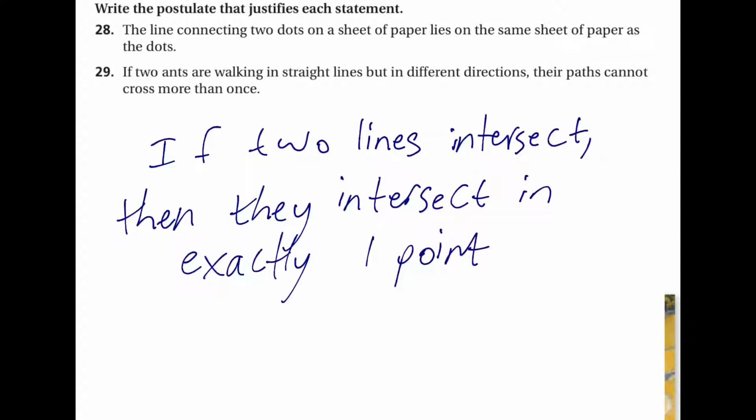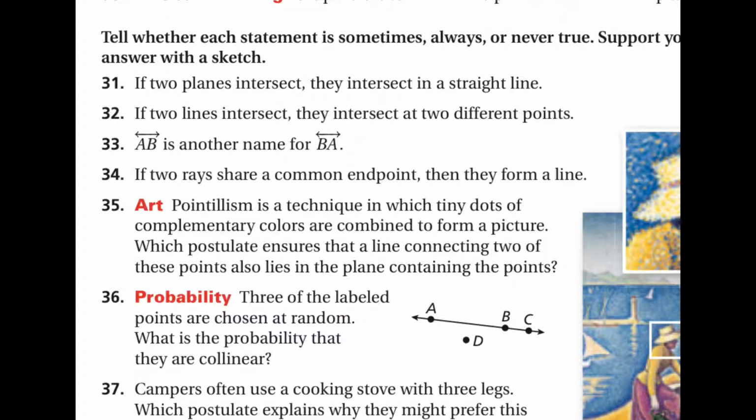For 29, if 2 ants are walking in straight lines but in different directions, their paths cannot cross more than once. If 2 lines intersect, then they intersect in exactly 1 point. 31, if 2 planes intersect, they intersect in a straight line is always true. And 33, AB is always another name for BA.